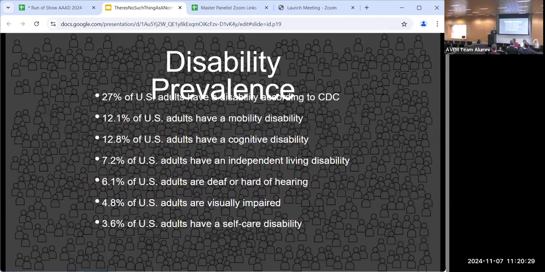Some more statistics for you. As I said, according to the CDC, 27% of U.S. adults have a disability. 12.1 have a mobility disability. 12.8 have a cognitive disability. 7.2 have independent living disability, et cetera, et cetera. And what's interesting, again, is take note of the fact that these numbers add up to more than 27%.